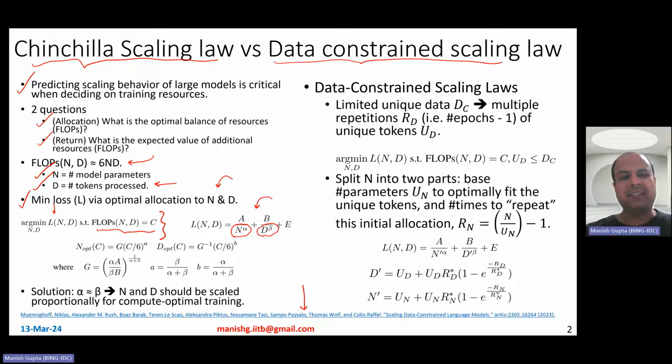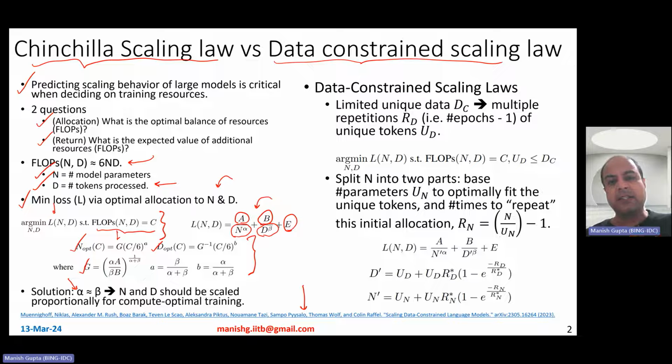They did all the math and figured out that the optimal values of N and D can be given as follows, where there is a factor called G. I'll not get into the math, but they have a formula based on which they could solve this and figure out these values. What they came up with, though, is that alpha equal to beta is a good solution, whatever the values of A, B, E. Of course, all of those values are dependent on the family of the model and also on the kind of pre-training data that you're using and so on. It varies.